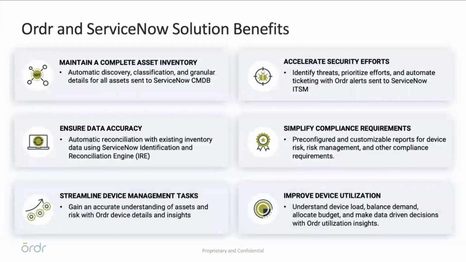And when you think of it from a benefit standpoint, Srini just mentioned the ability to maintain a complete asset inventory. We help to automate that process with automatic discovery and classification and gathering of granular details for each and every asset that's connected to the network. We help to ensure data accuracy by leveraging the identification and reconciliation engine as part of that service graph integration. That process is automated to make sure that all the data that's being ingested into the ServiceNow CMDB is accurate and doesn't overlap or contradict what's already in there.